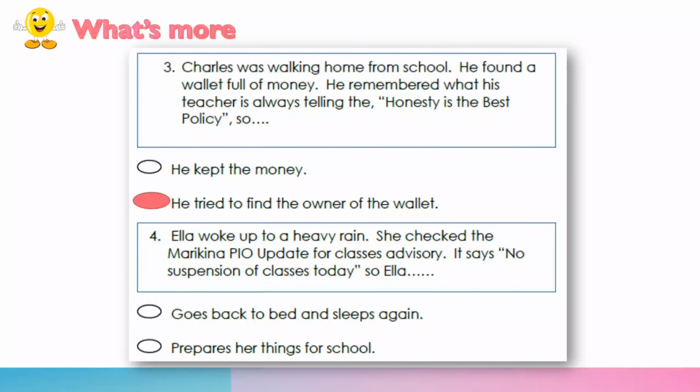Number 4. Ella woke up to a heavy rain. She checked the Marikina PIO update for classes advisory. It says, no suspension of classes today. So Ella, yes, prepares her things for school.